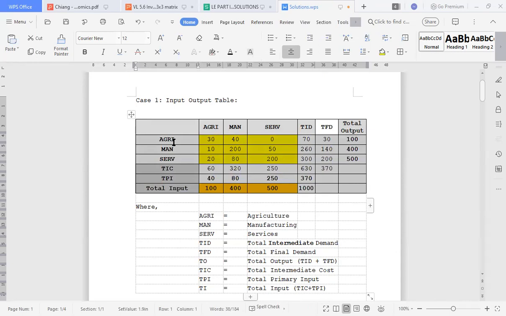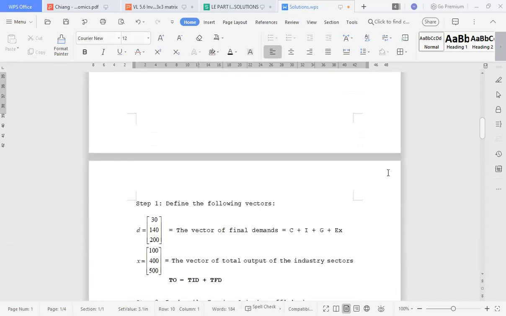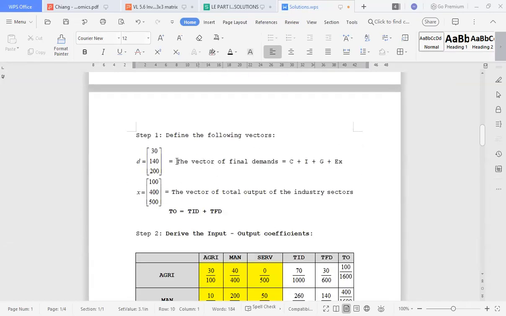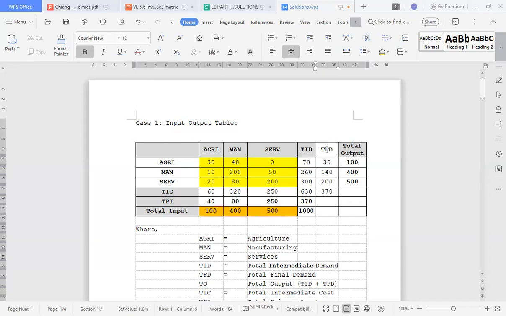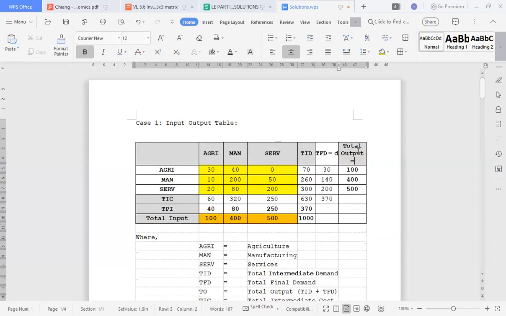From there, the next thing to do is to define the following vectors. You'll need to get a vector of final demand, and you will also need the vector for total output. In terms of process, step 1 is to get these vectors. This would be vector D, small letter d, and this would be our vector x. So again, define this one.